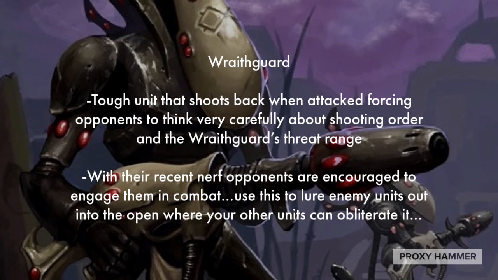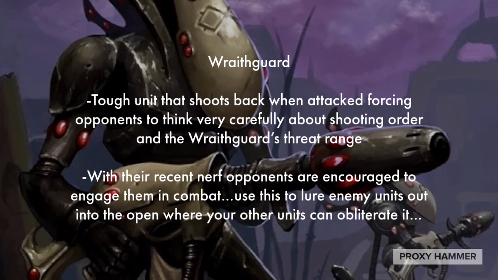So there's one or two things you can do here. One, you can use Phantasm to move your unit back and hopefully out of the charge range. Basically make your opponent choose. Do you want to sit on that objective that I was camping and control it? Or do you want to kill my Wraithguard? Because you cannot do both if I use Phantasm.